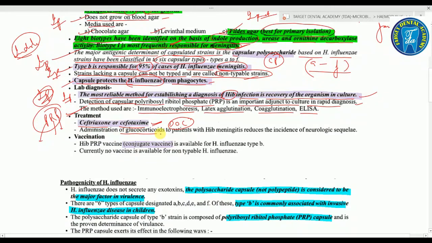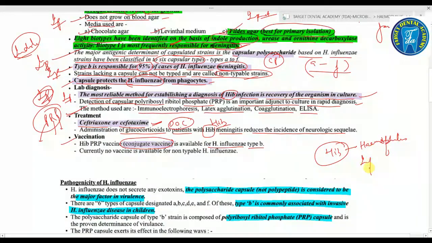Administration of glucocorticoids to the patient with H. influenzae meningitis reduces the incidence of neurological sequelae. The vaccination is the conjugate vaccine. It is available for H. influenzae type B. HIB stands for Haemophilus influenzae type B. Currently no vaccine is available for non-typeable H. influenzae.